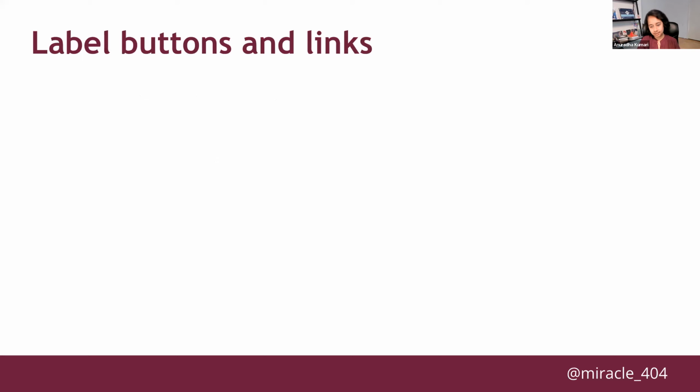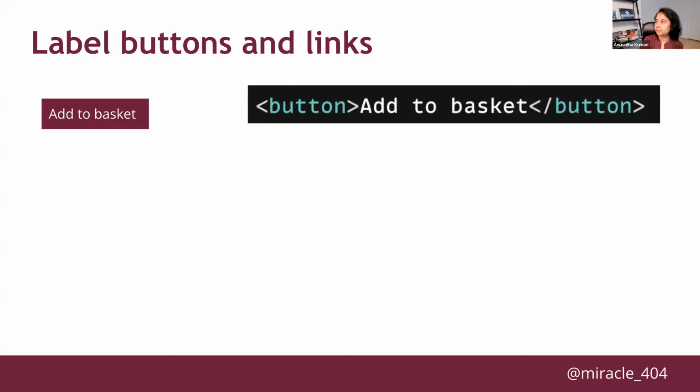Then buttons and links, again expanding on that. How do we understand what a button does or what a link does? When we add some label or name to it. For example, let's say a button example. This is a button which says add to basket. The code could be something like this. Since this text is available, the screen reader will pronounce it as add to basket button. So I know that if I press this button, it is going to add whatever the contents are into the basket.